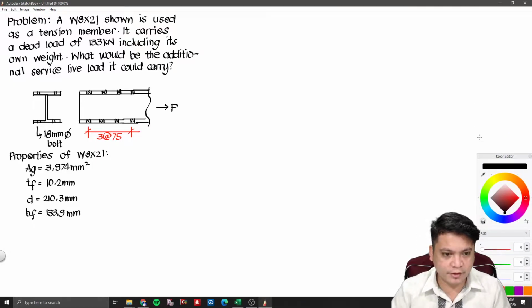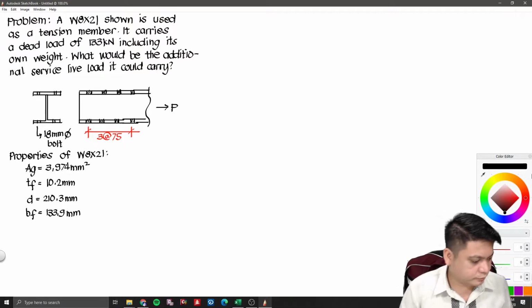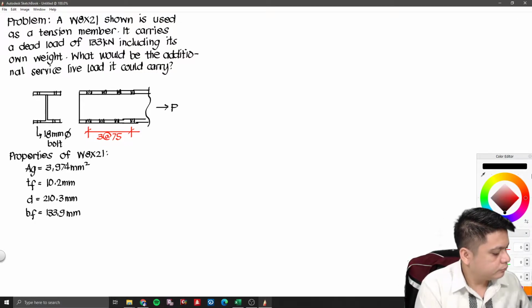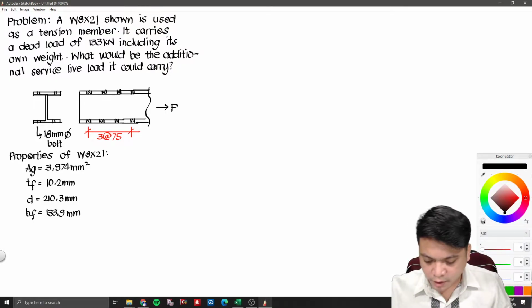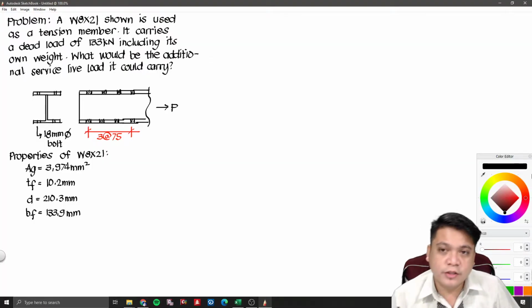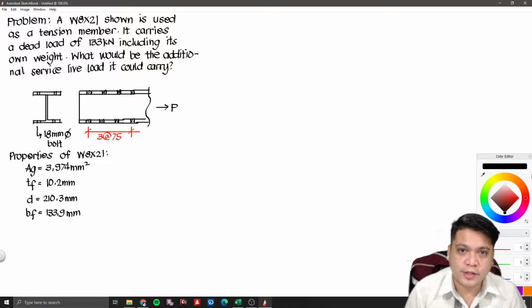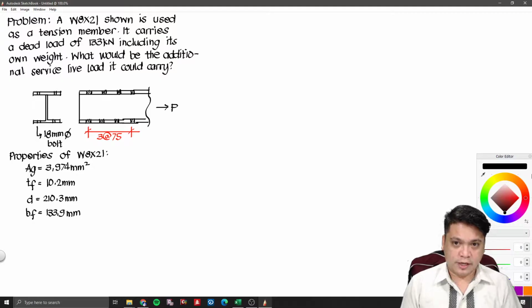So let's have this problem. A W wide flange 8 by 21 shown is used as a tension member. It carries a dead load of 133 kilonewton, including its own weight. What would be the additional service live load it could carry?